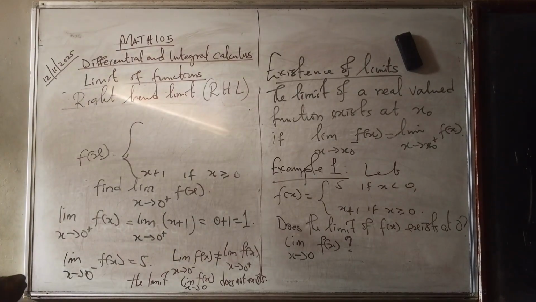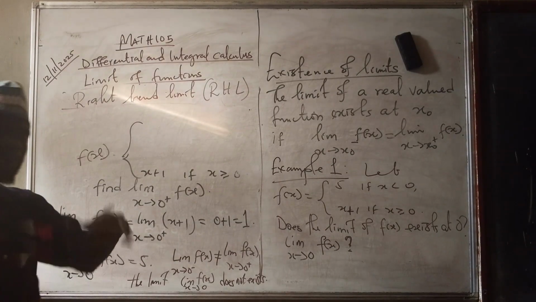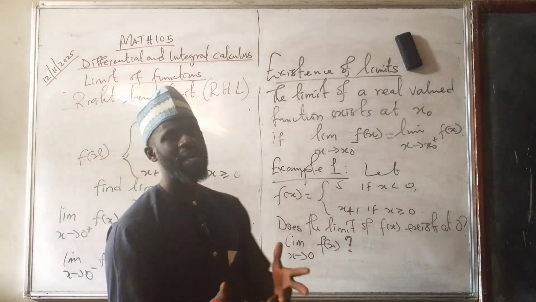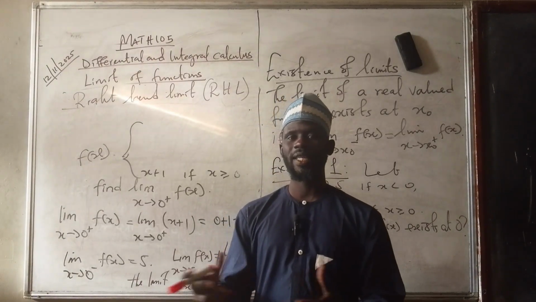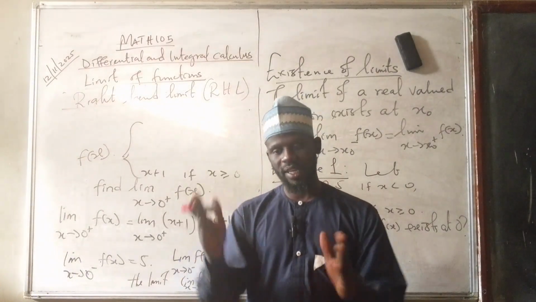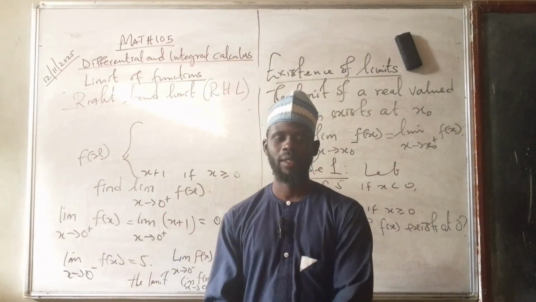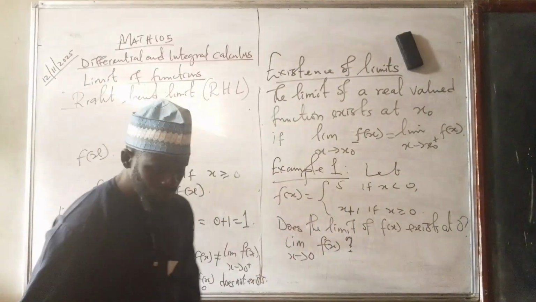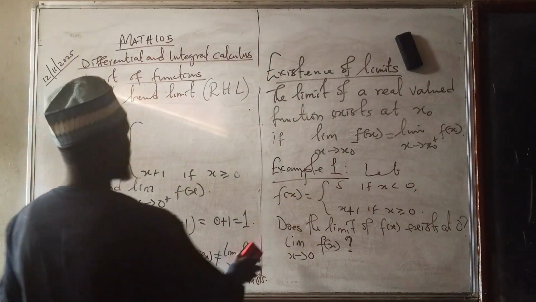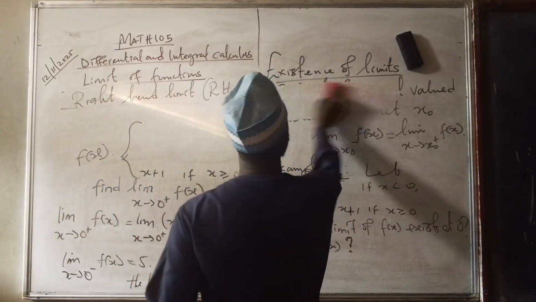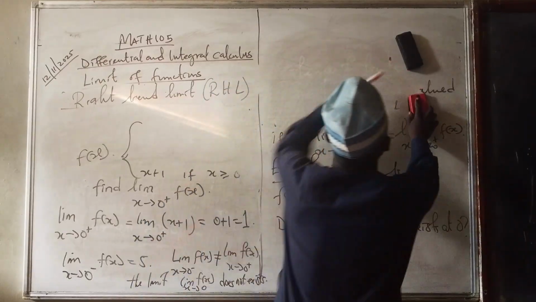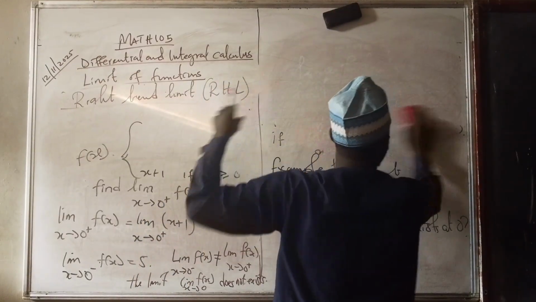The limit does not exist. So the limit will exist if and only if the two one-sided limits are equal, that is, the left-hand limit is equal to the right-hand limit. Okay, let's look at another example. We are still on existence of limits.